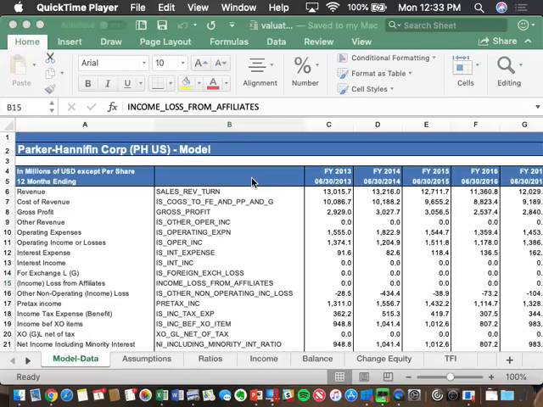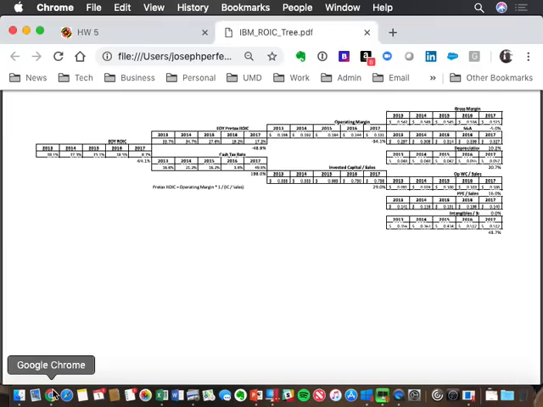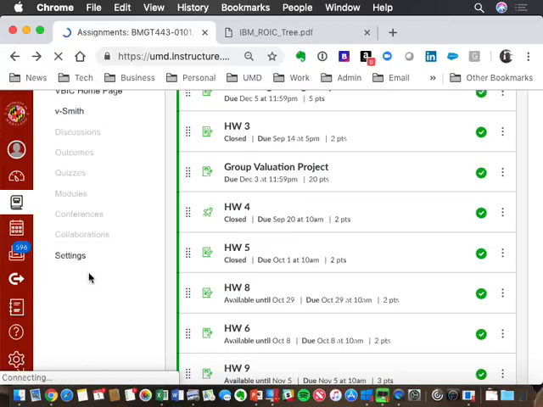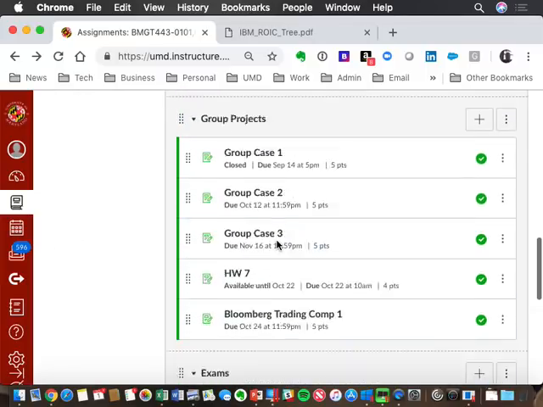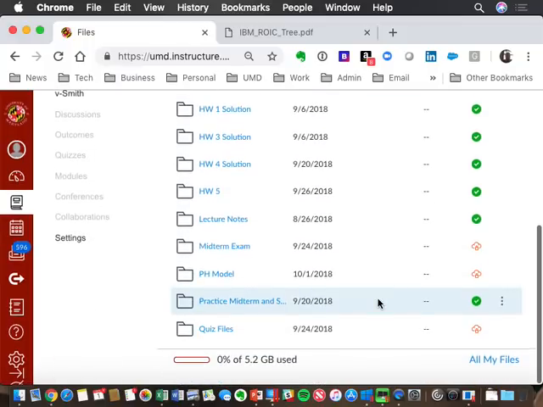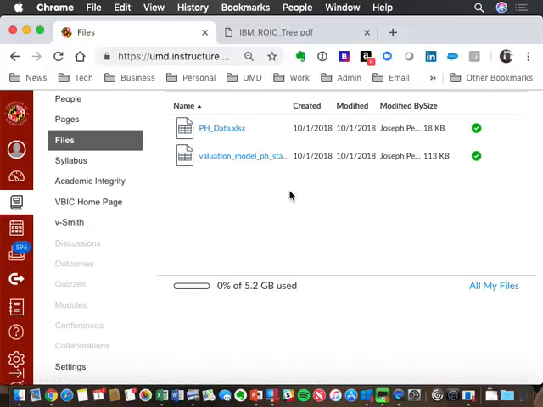In just a minute, you're going to need to have this file ready, which we're going to work on, the Parker Hannifin valuation model. I put up a file in ELMS. If you go to ELMS, it is under File Section. Under the folder that says PH Model, you'll need the file that says Valuation Model PH Start.xlsx.